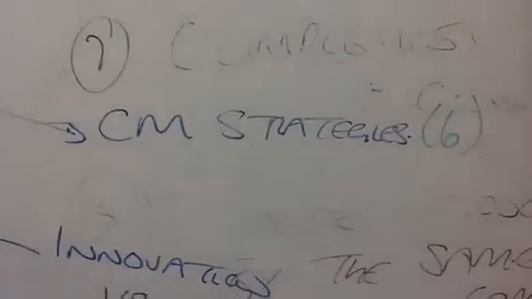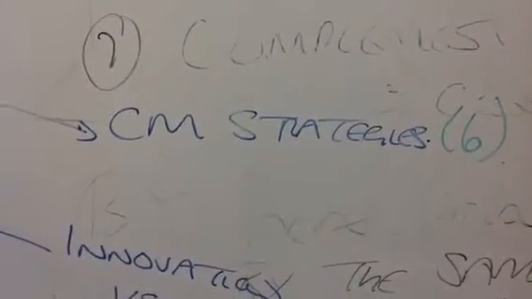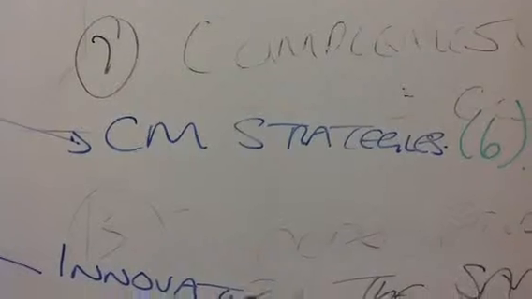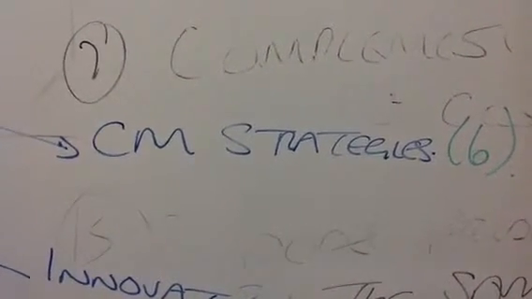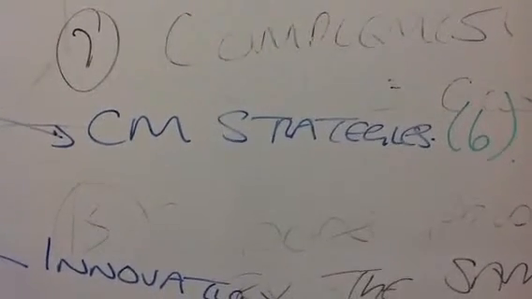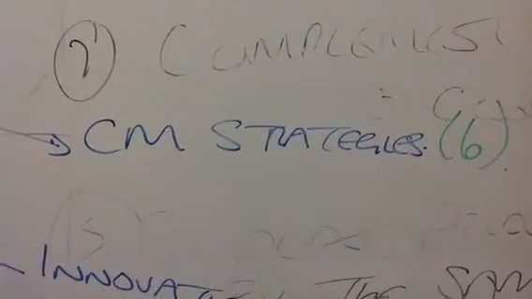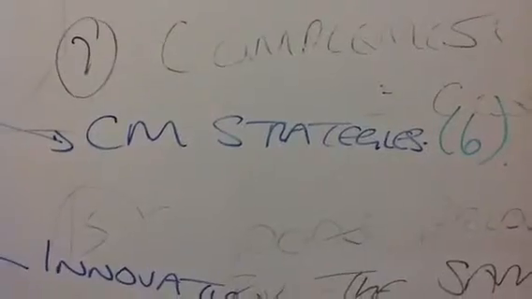The final thing is there are 6 change management strategies. What I suggest you do is you know 2 incredibly well. You should be able to fully explain the advantages and disadvantages of those strategies. Sorry, 1 each. 1 advantage and 1 disadvantage of each strategy, and that's your change management strategies.